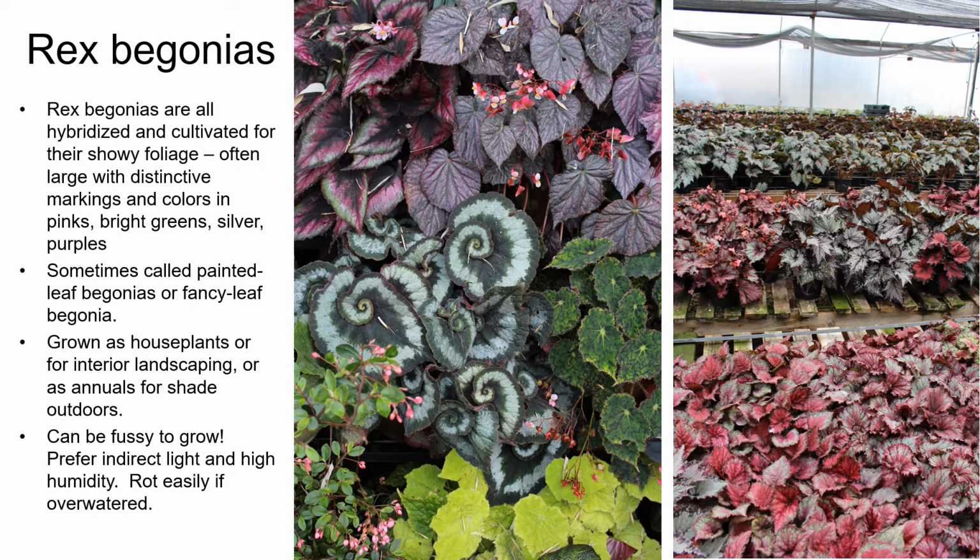Rex begonias are usually grown as houseplants or for interior landscaping in commercial buildings, or as annuals for lightly shaded areas outdoors. They can be overwintered and treated as perennials if they're brought indoors for the winter. They can be really fussy to grow. They prefer indirect light for the most part, and although they prefer high humidity, they rot easily if they're overwatered.